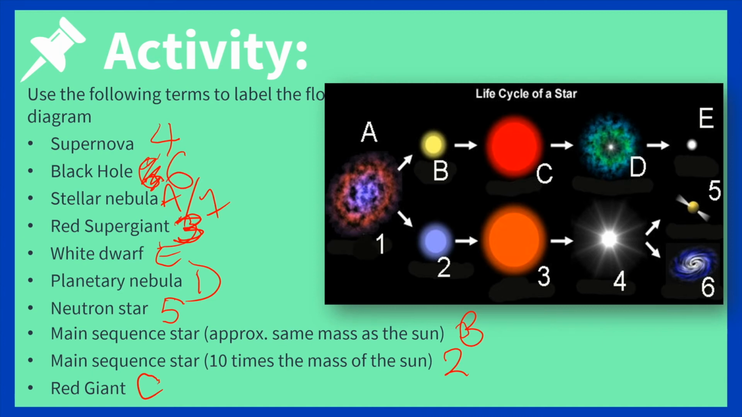So supernova 4, black hole 6, stellar nebula A/1, red supergiant 3, white dwarf E, planetary nebula D, neutron star 5, main sequence star approximately same as our sun B. Main sequence star, 10 times the mass of our sun, 2. And red giant is a C. So those would be the answers for that.